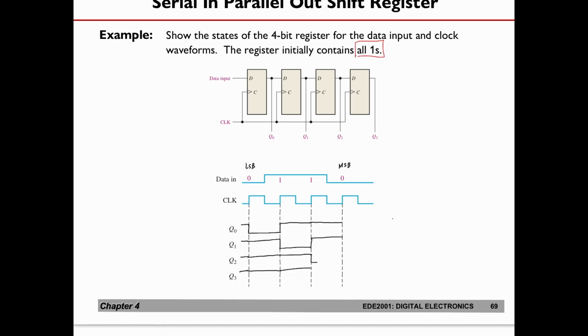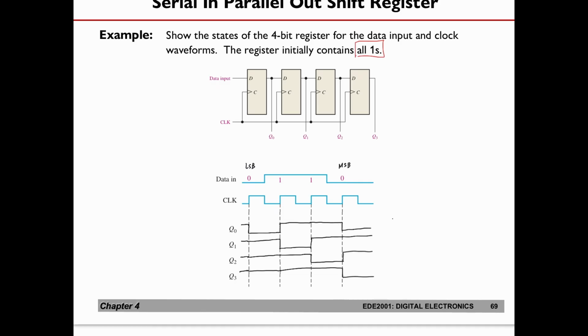So we can complete the diagram here quite easily. Let's go to the last clock cycle. At the last clock cycle, the data input is a 0, so Q0 will drop to a 0, and Q1 will continue to remain as 1 because the output of Q0 is a 1. Then we can continue drawing. So this is what you have here.